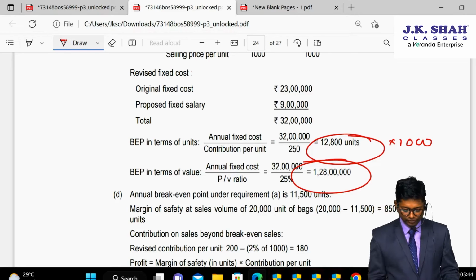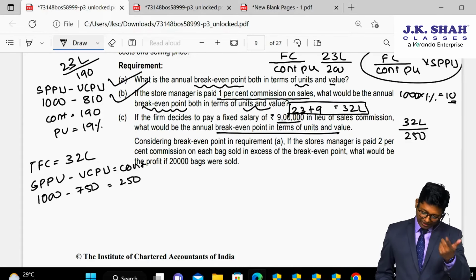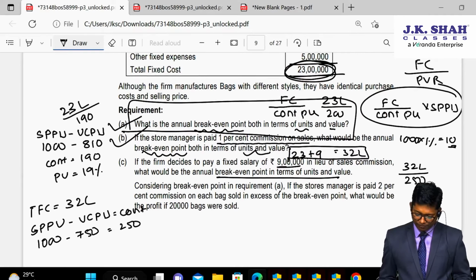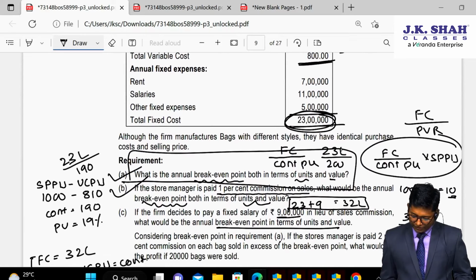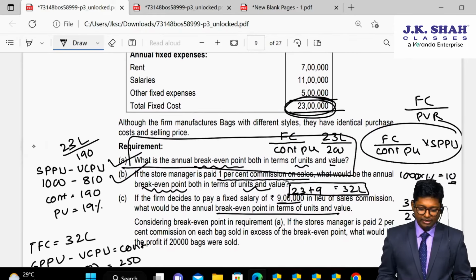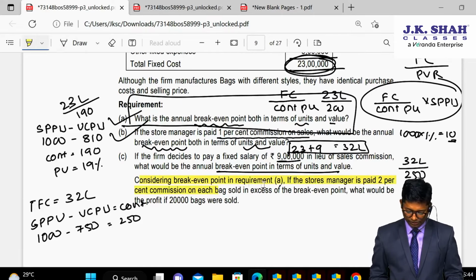This is the end of the third point. But there is one important paragraph covered. Considering the break-even point in requirement number A, what was the original break-even point which we computed? The original break-even point was simply fixed cost divided by 200. So 23 lakhs divided by 200, we calculated 11,500. Now the question is asking us to consider that calculation again.